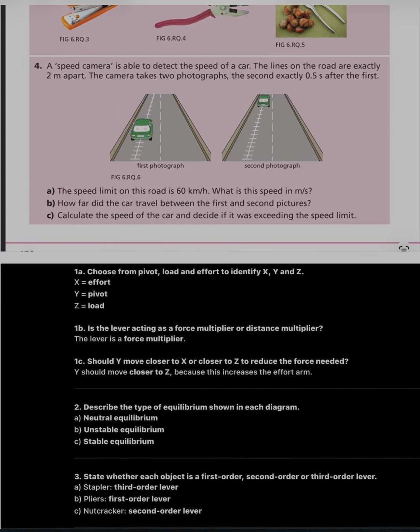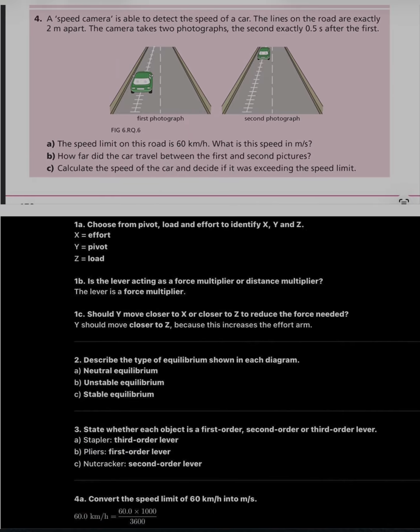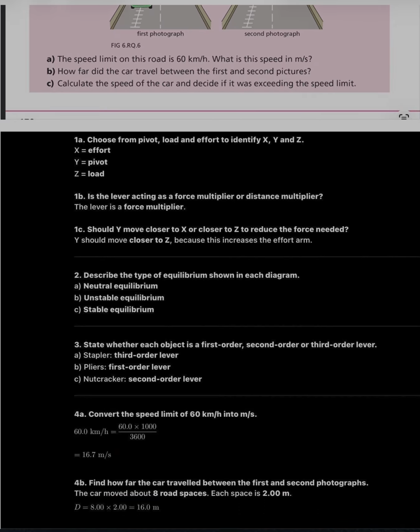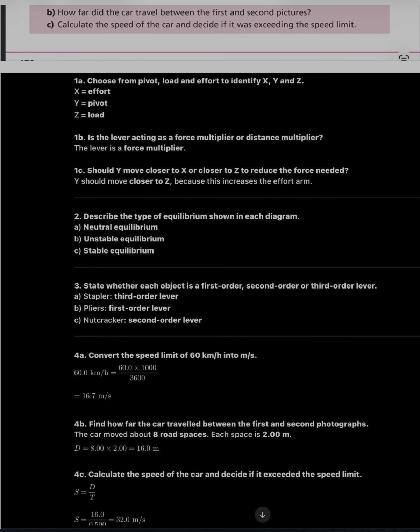4A. Convert the speed limit of 60 km per hour into m per second. 60 ÷ 3.6 = 16.7 m/s. 4B. Find how far the car traveled between the first and second photographs. The car moved about 8 road spaces. Each space is 2.00 meters. D equals 8.0 times 2 equals 16.0 m.